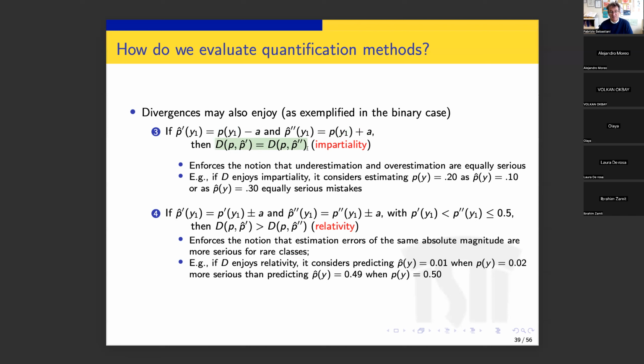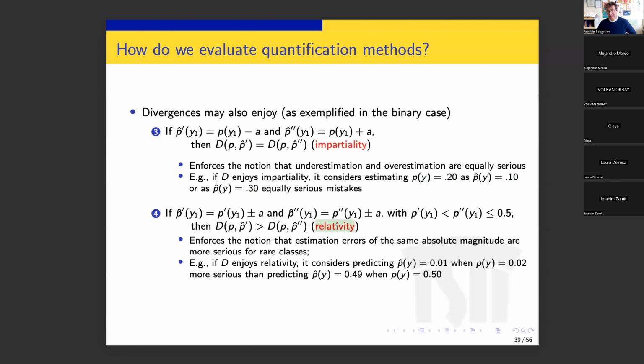We say that in this case, the divergence enjoys impartiality. So this property enforces the notion that underestimation and overestimation are equally serious. Let's say, if we have a divergence that enjoys impartiality, it means that if the gold value, the true value of py is 0.20, well, estimating it as 0.10 or estimating it as 0.30 are equally serious mistakes. So underestimation and overestimation by the same amount should be equally penalized. If they are equally penalized, we say that the measure enjoys impartiality.